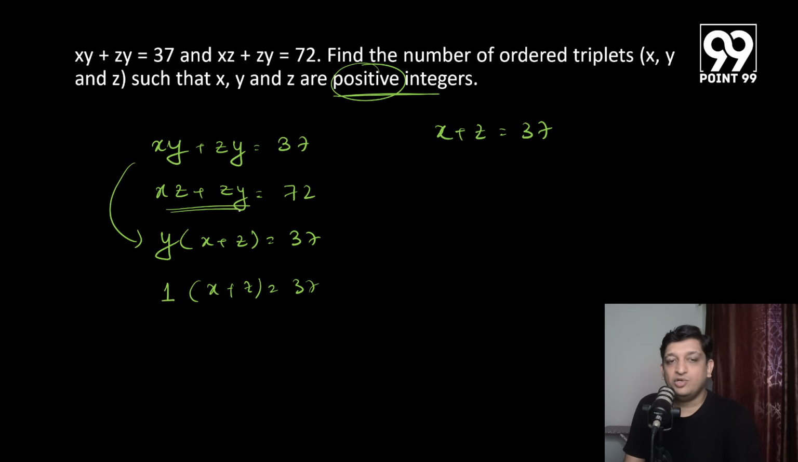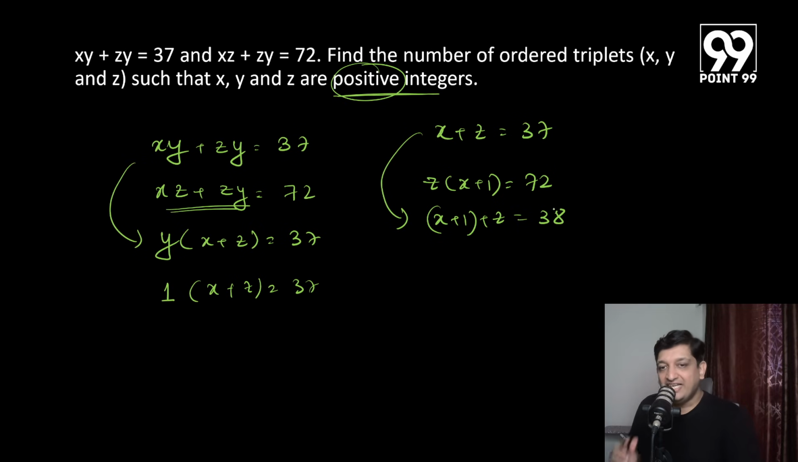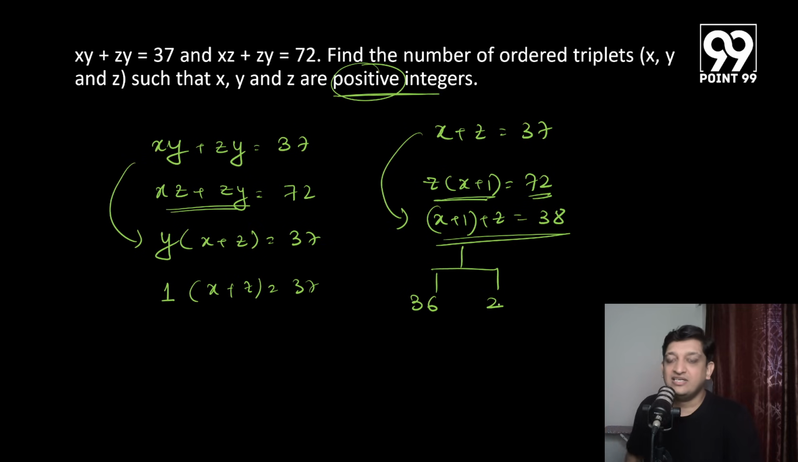Now if I put y equal to 1 here, what am I going to get? xz plus z equals 72. Or in other words, z into x plus 1 equals 72. Right? z into x plus 1 equals 72. I can also manipulate this by a bit and say that, okay, x plus 1 plus z will be equal to 38. So I now need two numbers whose product is equal to 72 and whose sum is equal to 38. And if you have done your quadratic equations well, you will know that this product is going to be 36 and 2.